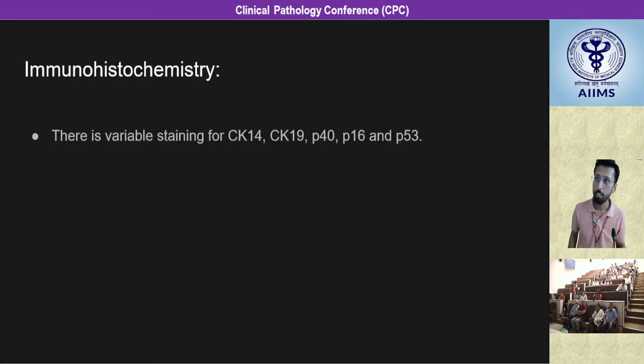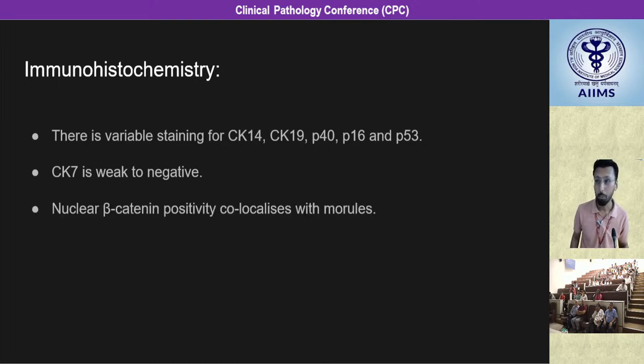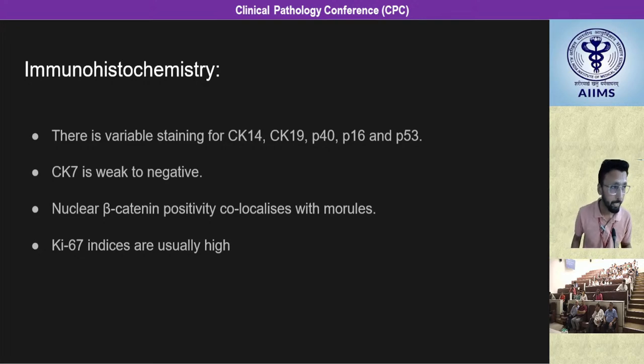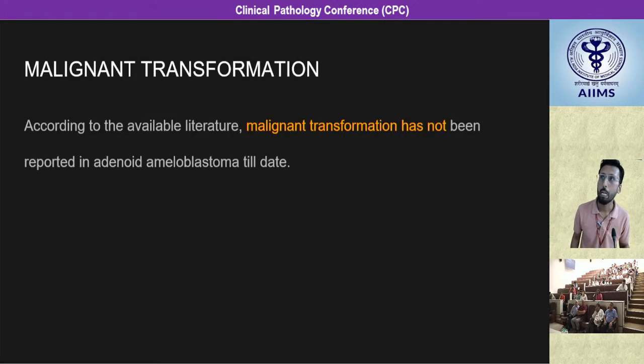So IHC shows variable staining for different markers like CK14, 19, P40, P16, and P53. CK7 is weak to negative as expected. Nuclear beta catenin positivity can be seen within the morules, and obviously since it shows a lot of mitotic figures, Ki67 index is usually high. Now we can perform this kind of IHC test to find out whether the tumors are aggressive or not. Now, malignant transformation has not been reported in any of the cases of adenoid ameloblastoma till date.